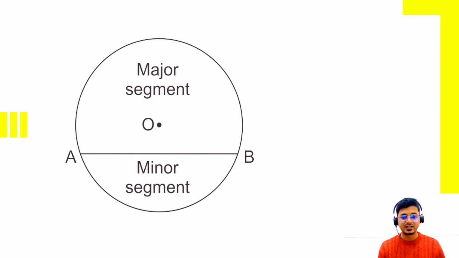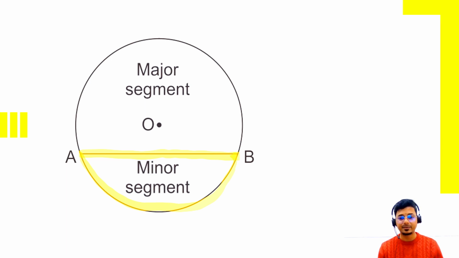Minor segment is a region which is bounded by a minor arc and the chord. The region or the area which is bounded by the chord and the minor arc is called minor segment. So the region which is present inside this yellow color boundary is called minor segment.